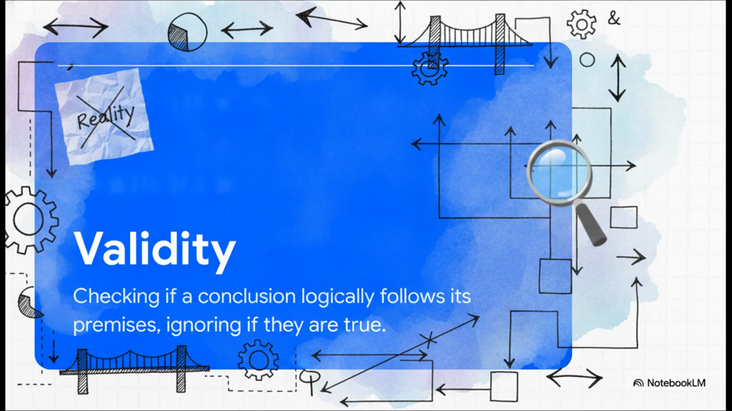When we test an argument for validity, we don't care at all if the starting points, the premises, are actually true in the real world. We're entirely ignoring reality here. We are only checking the connections to see if it is mathematically impossible to have true premises and a false conclusion. We literally just want to know, if the premises were true, would the conclusion have to logically follow?